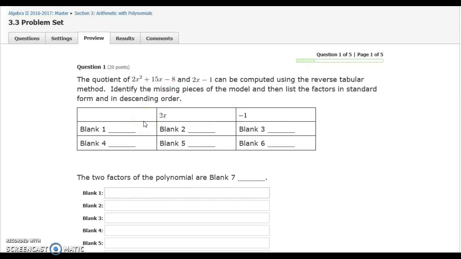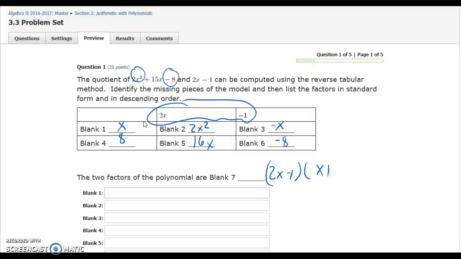On to the next one. Similar process again. I go ahead and start off. I've got negative 8. I have 2x squared. I get those in first. Then I can divide. 2x squared divided by 2x is x. Negative 8 divided by negative 1 is 8. I can multiply back through. x times negative 1 is negative 1x. Because of the multiplicative identity, I just write negative x. 8 times 2x is 16x. And now I know my factors. I have 2x minus 1, which I got from right up here. And I also have x plus 8, which I got from right here.